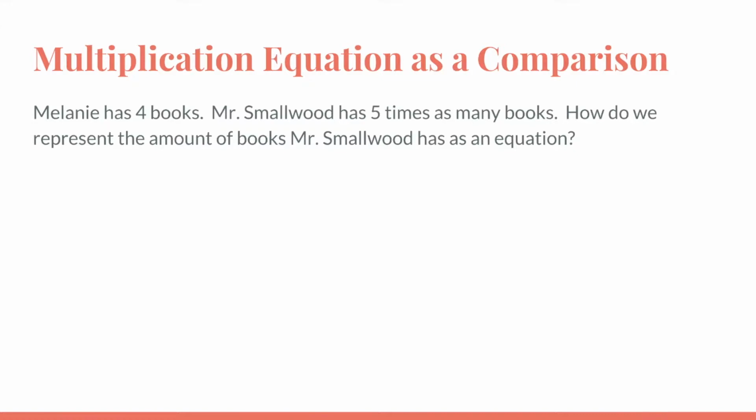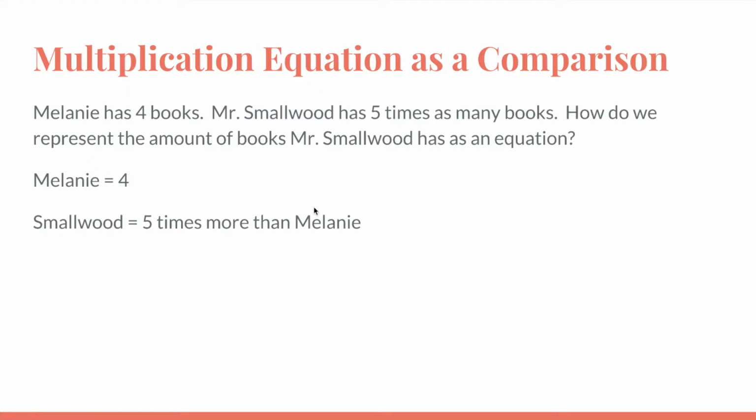All right, well, let's take it piece by piece like we did in the last video and just talk about the things that we know. We know Melanie has 4 books, so I'm going to write Melanie equals 4. We also know that Mr. Smallwood has 5 times as many books. So Mr. Smallwood is 5 times more than Melanie. The number of books that Mr. Smallwood has is 5 times more than the books that Melanie has.